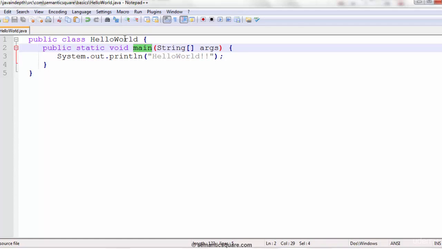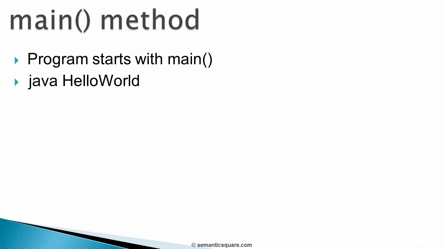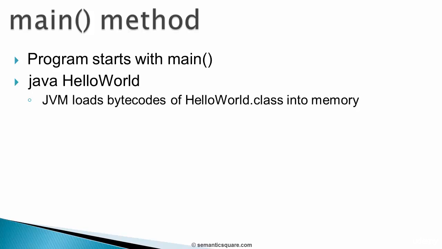If you want to run a class from the command line, you need to have a main method in that class. Let's discuss a little bit about the main method, as it is a unique method and deserves special mention. Main method is where your program starts running. That is, on executing java HelloWorld, the JVM first loads the byte codes associated with HelloWorld.class into memory, and it then invokes its main method.